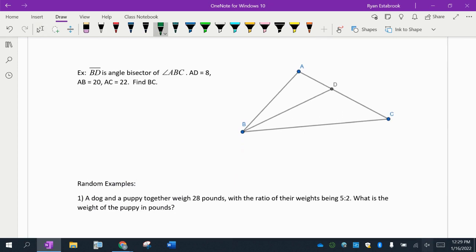An example of how to use that. So we have BD as the angle bisector. So put those little markings on there. The length of AD is equal to 8. The length of AB is 20. And the length of AC is 22. Now, if this entire length is 22, this much of the segment is used up by the 8. That means that this length is going to be 14, and we're trying to find the length of BC. At this point, I'd encourage you to pause the video and try it on your own. When you're ready, you can come back and check.